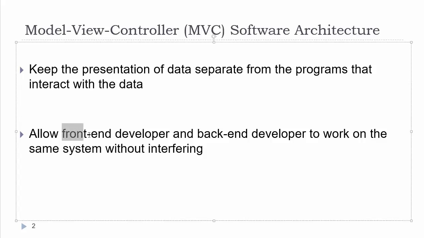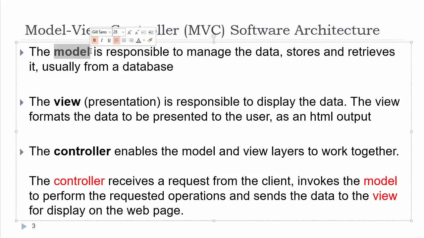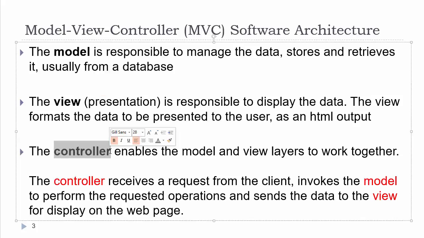By this approach, the front-end developer and the back-end developer can both work on the same system without interfering with each other. The model is responsible for managing the data, for storing and retrieving it. Usually this data is stored in a database. The view, which is the presentation, displays the data. It is responsible for formatting it and presenting it to the user as an HTML web page. The controller works between the two of them, enabling them to work together.